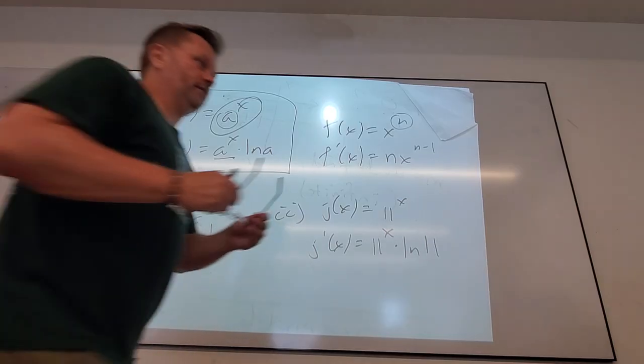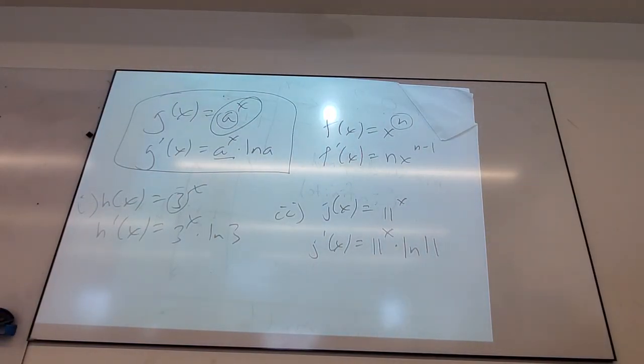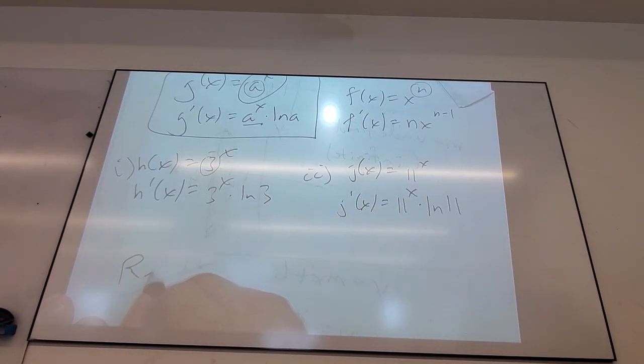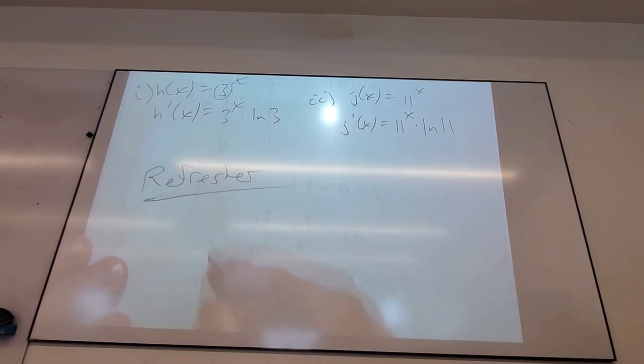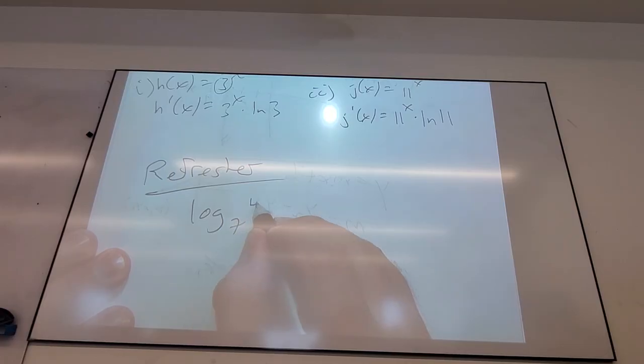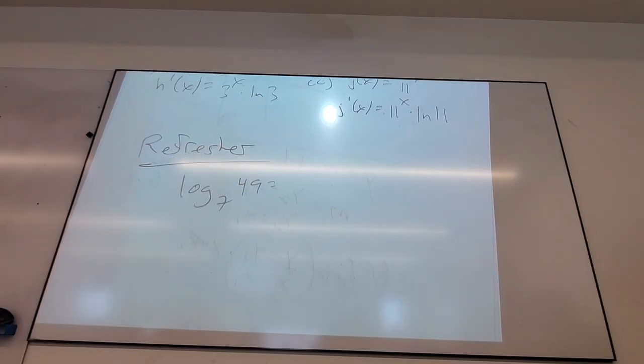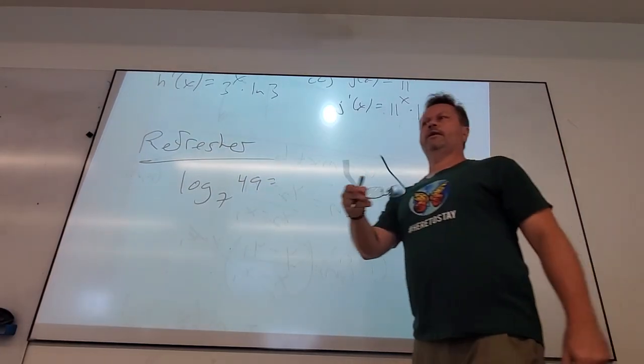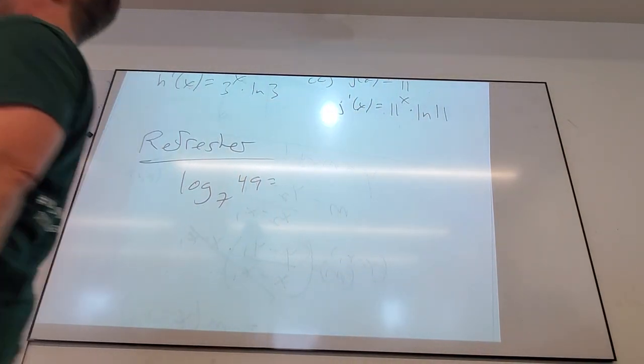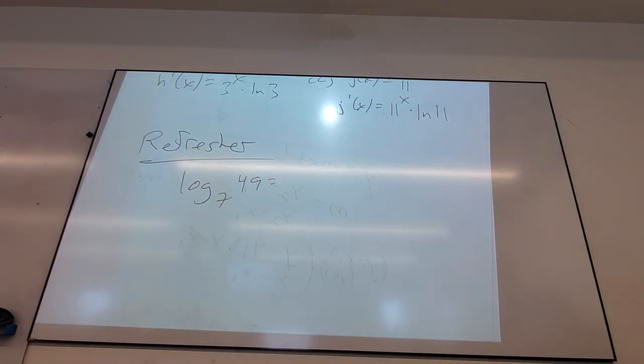Okay, let's do this. Refresher. What's log base 7 of 49? 2. Okay, I'm really happy we're doing this. Do we already have an idea of division? If I meant to divide 49 by 7, how would I write it? 49 over 7, or 49 division symbol 7, yes.